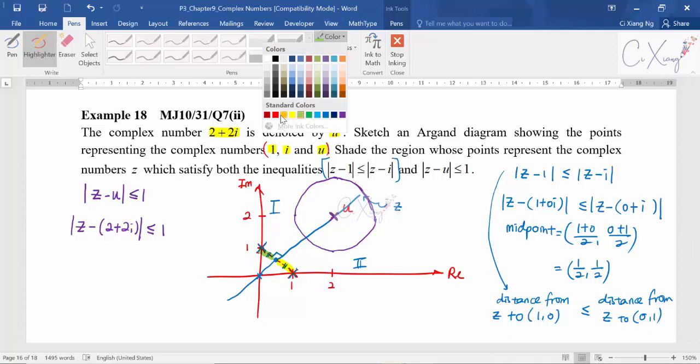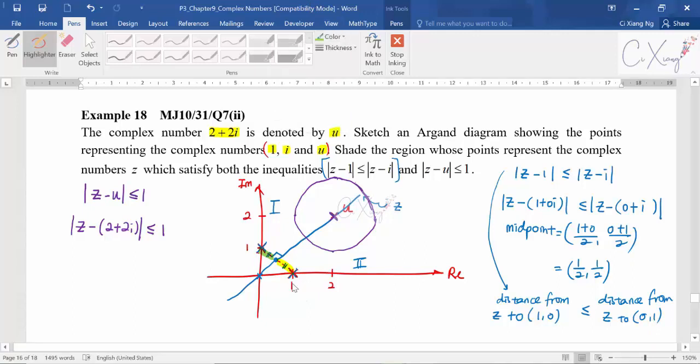So if they want the yellow to become shorter, that means your Z must be somewhere here, so that eventually the distance becomes shorter than Z to 0, 1. Understand what I said or not? So you assume that your Z is here. Then Z to 1, 0 becomes smaller than Z to 0, 1. So this is the area that you should shade for the first inequality.